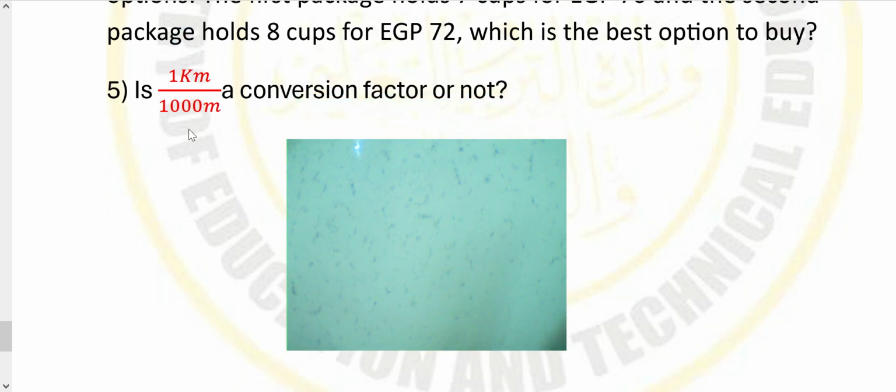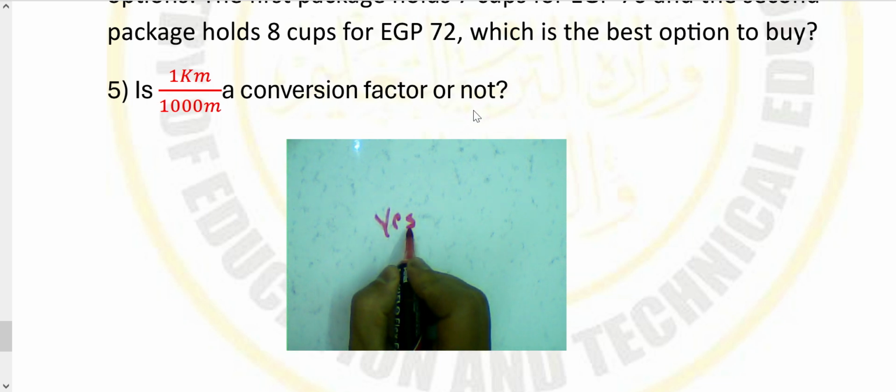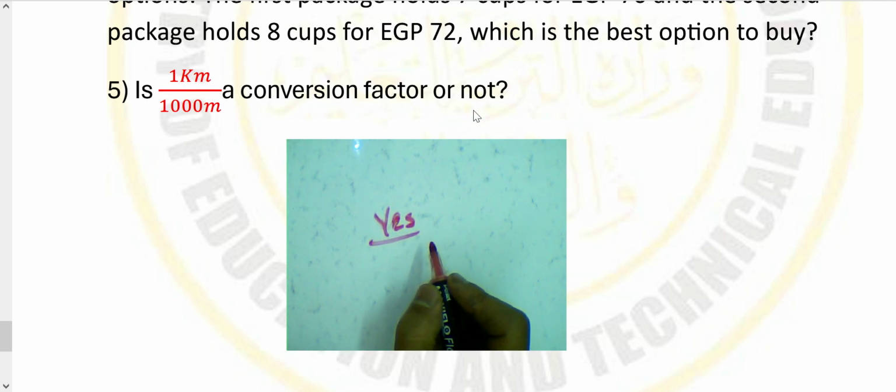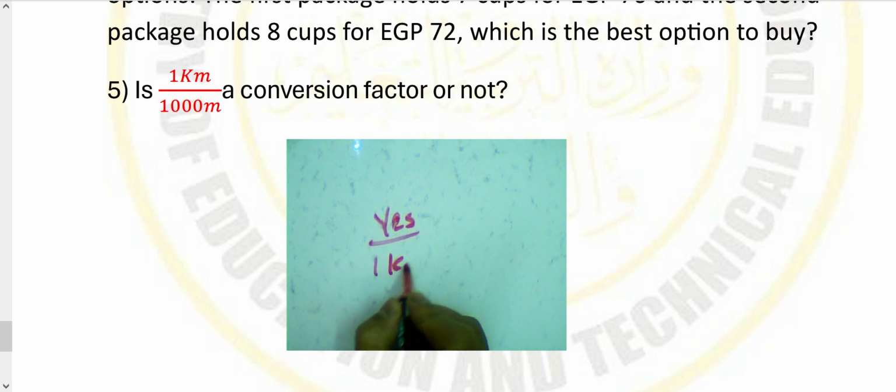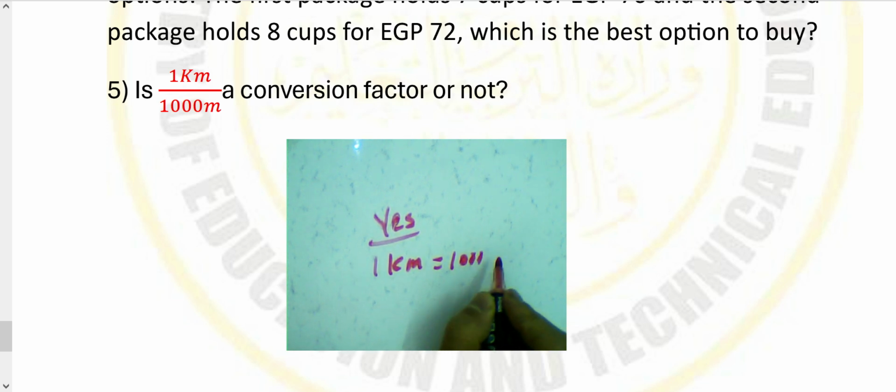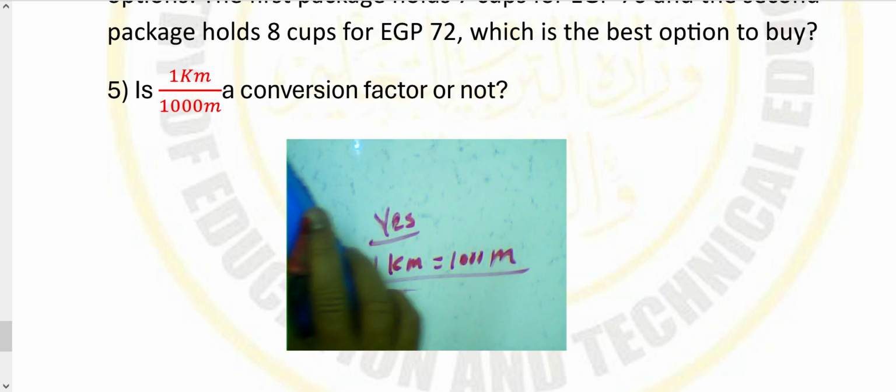Is 1 kilogram per 1000 grams a conversion factor or not? Yes, because a conversion factor compares between two different units with the same value, because 1 kilometer is equivalent to 1000 meters, we call it a conversion factor.